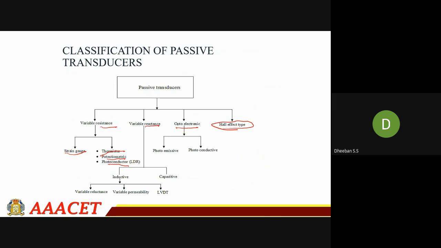Apart from this, the variable reactance can be again classified into inductive type and capacitive type. In the inductive type, it will be variable reluctance, variable permeability, and LVDT. In optoelectronic types, it depends upon the photoelectric emission. It will be photoemissive and photoconductive.